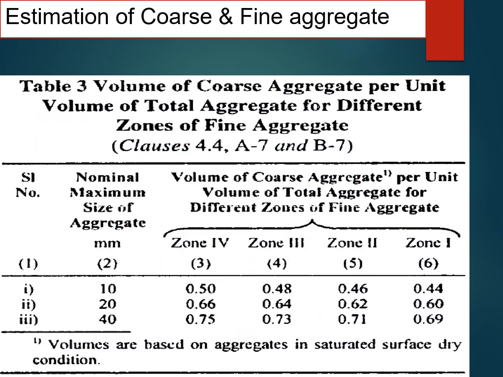Table 3 of IS 10262 gives volume of coarse aggregate per unit volume of total aggregate for different zones of fine aggregates for a given nominal maximum size of aggregates of 10, 20, 30. So for example, if you have a MSA of 20 and sand in zone 2, then volume of coarse aggregate per unit volume of total aggregate should be 0.62.